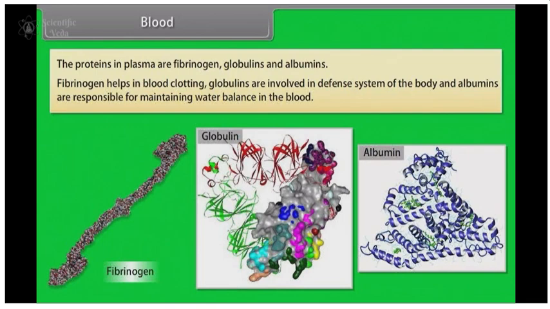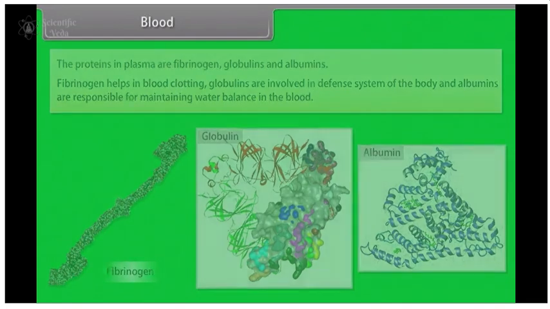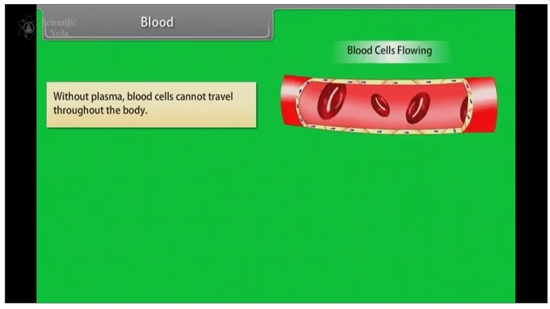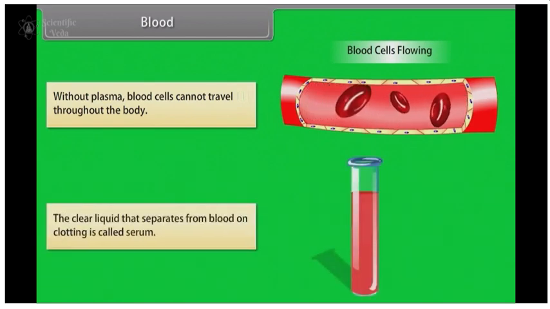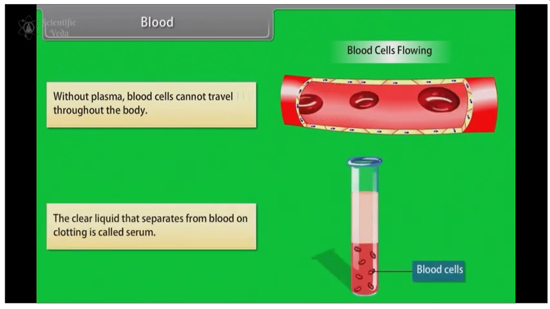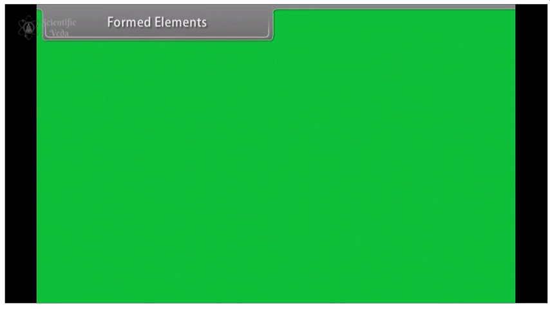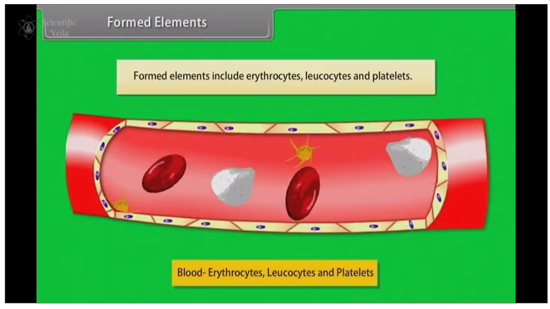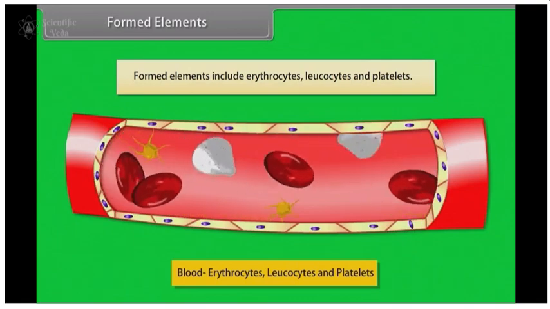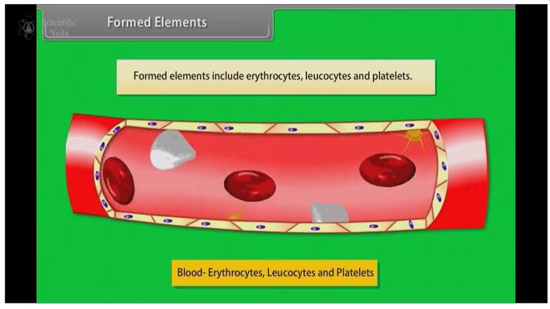Fibrinogen helps in blood clotting. Globulins are involved in the defense system of the body, and albumins are responsible for maintaining water balance in the blood. Without plasma, blood cells cannot travel throughout the body. The clear liquid that separates from blood on clotting is called serum. Formed elements. Formed elements include erythrocytes, leukocytes and platelets.